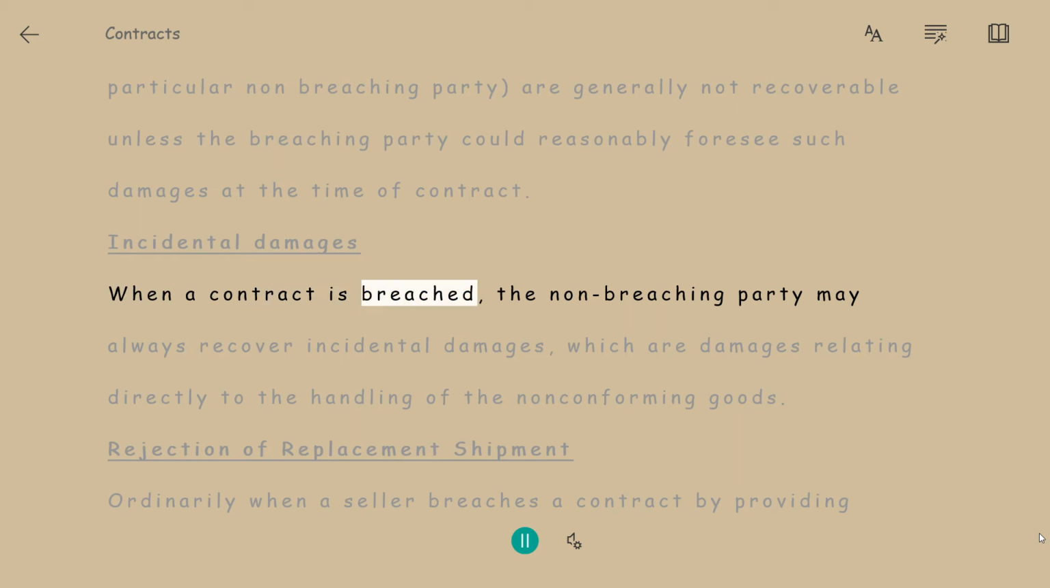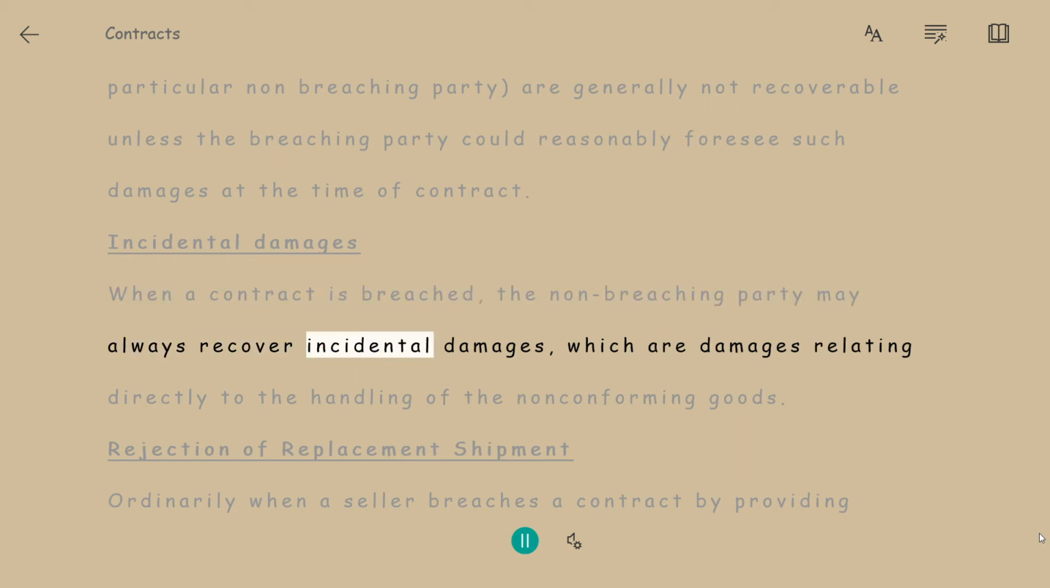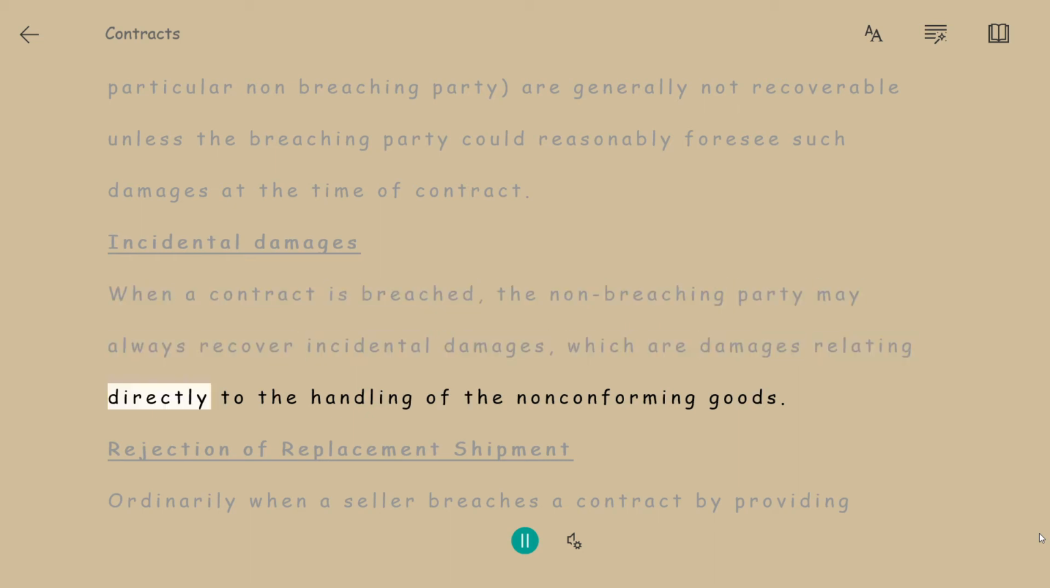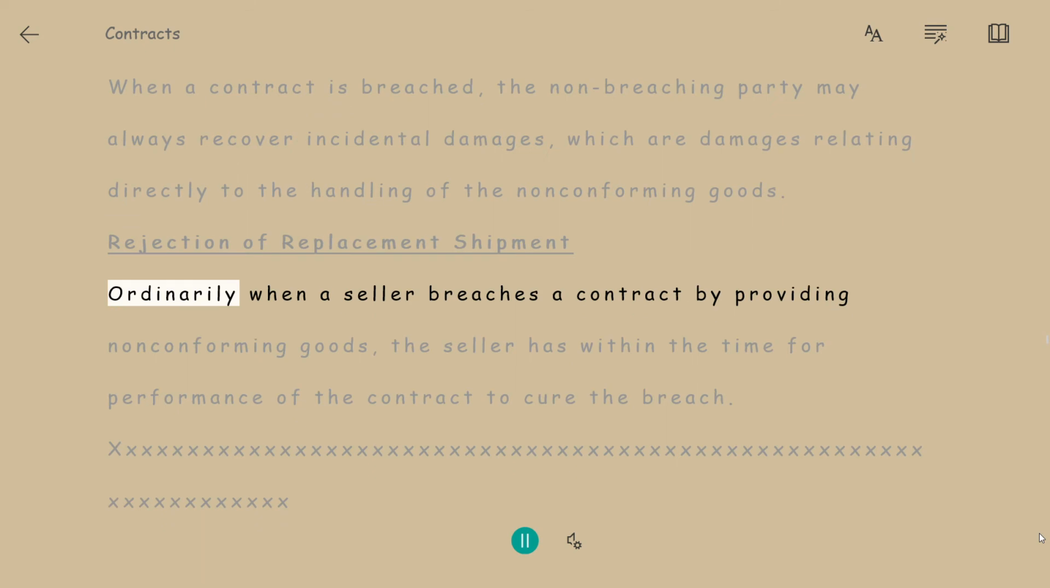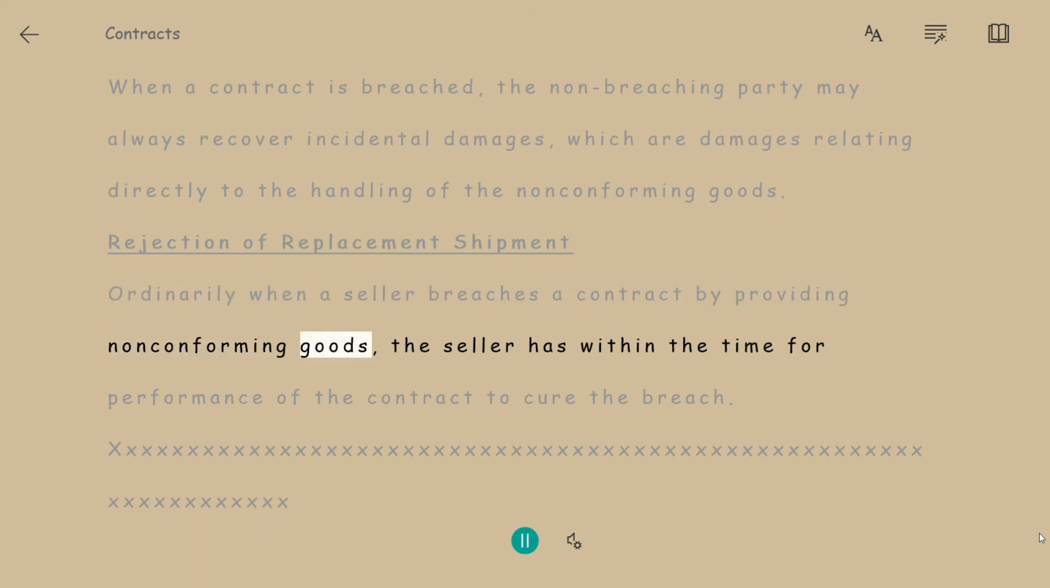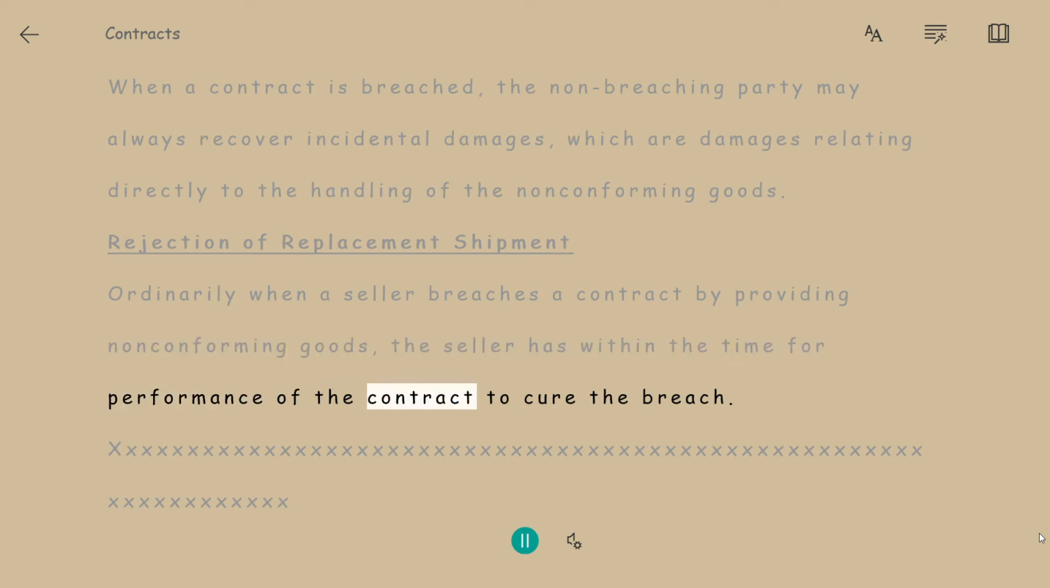When a contract is breached, the non-breaching party may always recover incidental damages, which are damages relating directly to the handling of the non-conforming goods. Rejection of replacement shipment. Ordinarily, when a seller breaches a contract by providing non-conforming goods, the seller has within the time for performance of the contract to cure the breach.